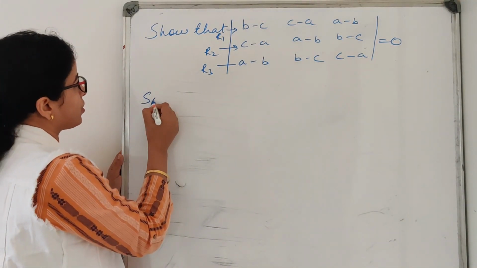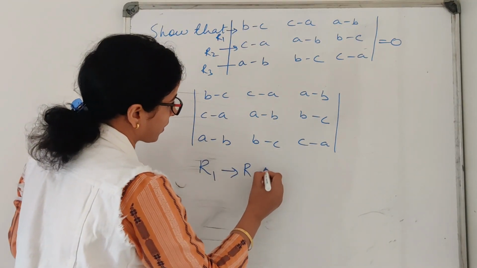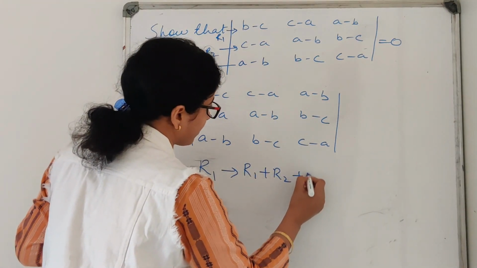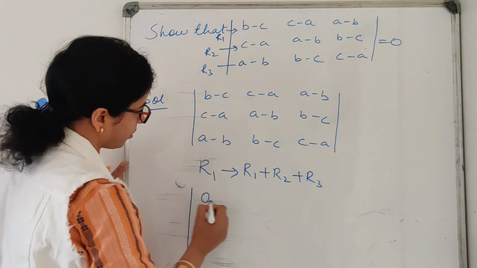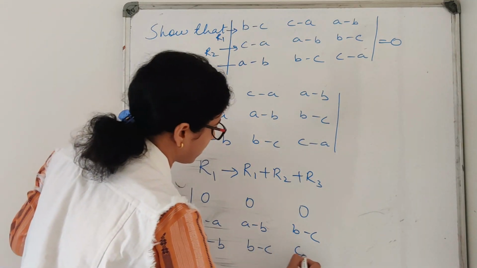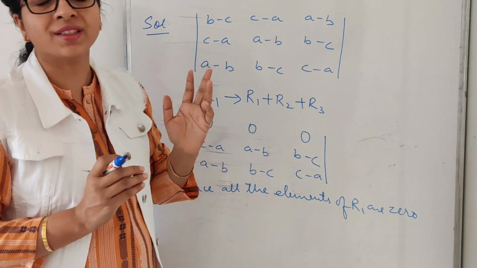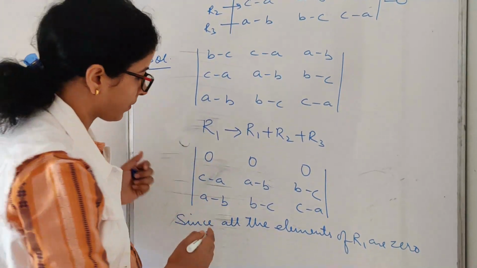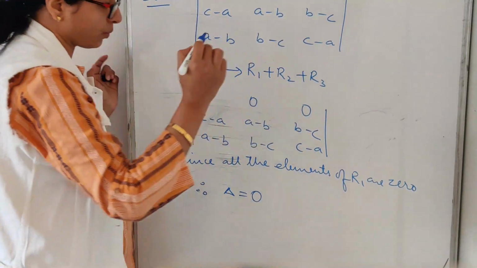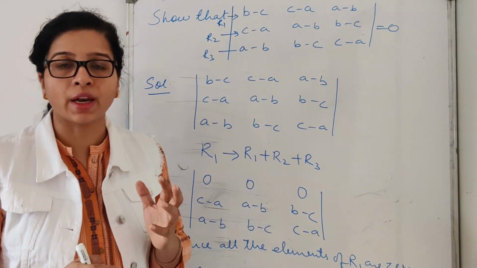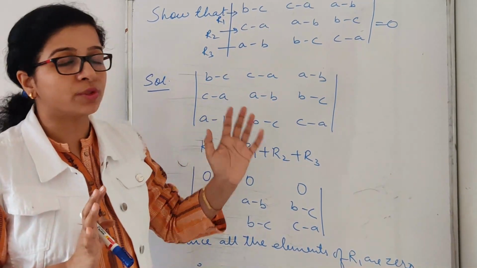So see the solution. Which operation am I using? R1 tends to R1 plus R2 plus R3. When I add, I get 0, b minus c, c minus a. Now since all the elements of R1 are 0, the determinant value is 0. Hence, determinant is equal to 0. Finding the value of the determinant is very easy if you remember the properties properly. Now we'll move to the next question.